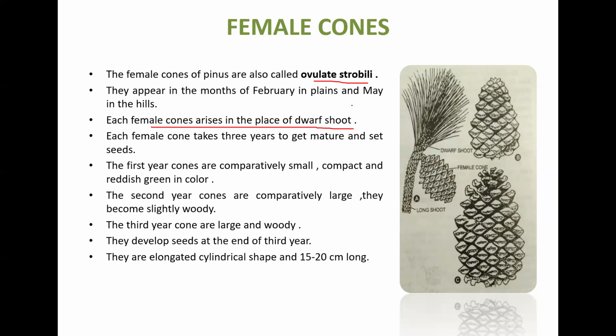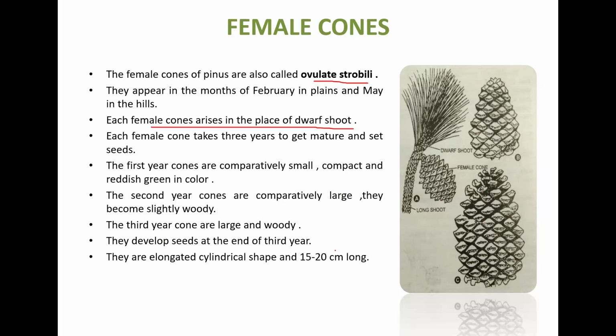Now, each female cone takes around 3 years to mature and set the seeds. In the first year, the cones are comparatively small, compact and reddish green in color. When they move on to the second year, the cones become comparatively larger in size and slightly woody in nature. They become very hard and tough. And in the third year, the cone becomes a mature cone, you can see here. They are very large and woody in nature, and at the end of the third year it will develop the seeds.